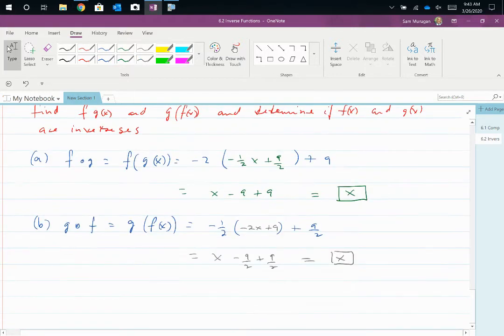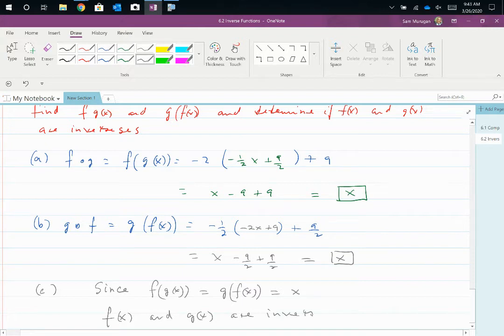So part C, since f composed of g is equal to g composed of f, they're both equal to x, f of x and g of x are inverses.